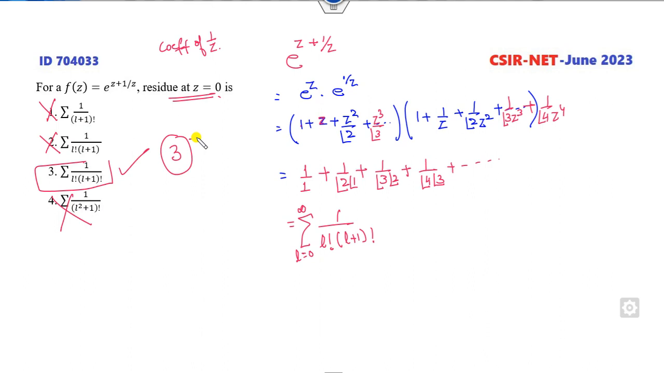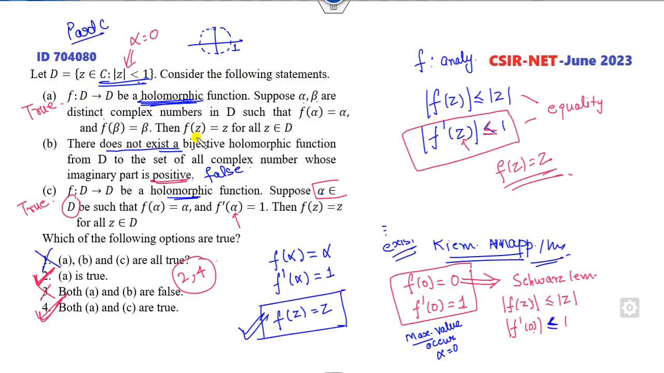So this is the way you can solve all these complex analysis questions. I think it was a very simple complex analysis paper in this June 2023. I hope you can simply learn these various tricks about complex analysis.